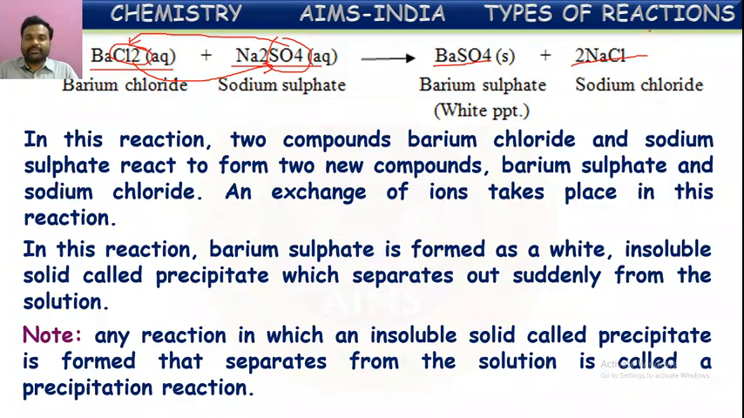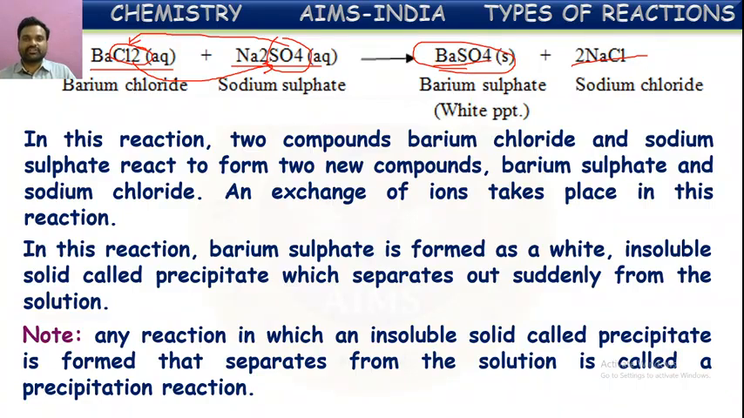So here, initially two solutions of barium are taken, both transparent liquids that seem like water. When these two are mixed, immediately a white precipitate is formed. This is because of barium sulfate, which is insoluble in water. Such reactions in which an insoluble solid substance is formed by the reaction of two aqueous solutions are called precipitation reactions.